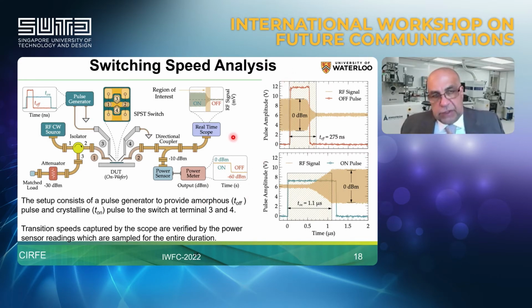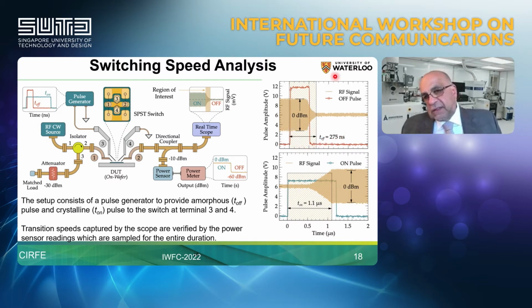And also the switching speed, that's another question people ask about. What is the switching speed of PCM switches? We tested that in our lab as well. Based on our devices, going from the off state to the on state, you require 1.1 microseconds. However, when the switch is in the on state and you switch it to the off state, it requires a pulse of roughly 250 nanoseconds.